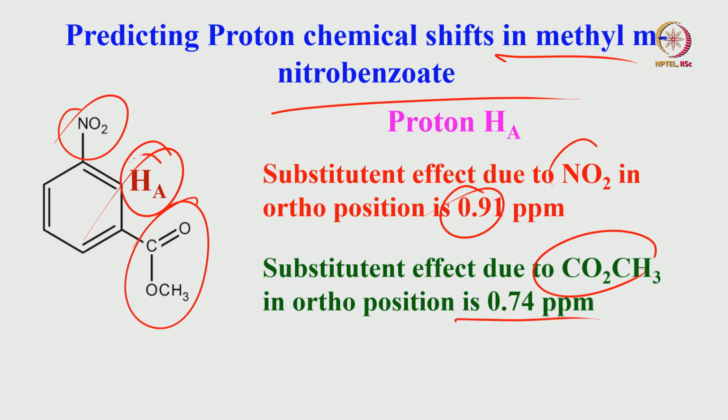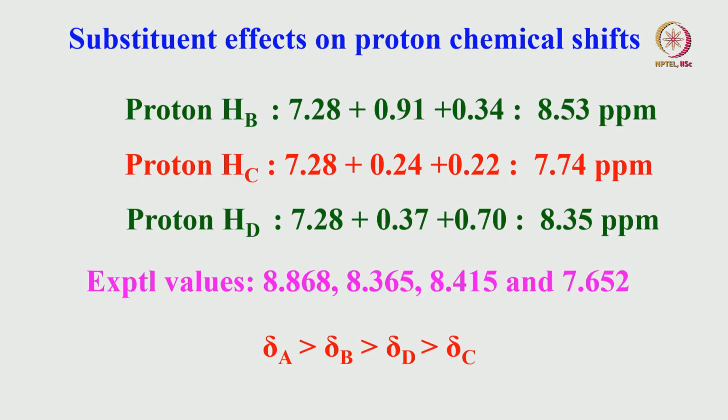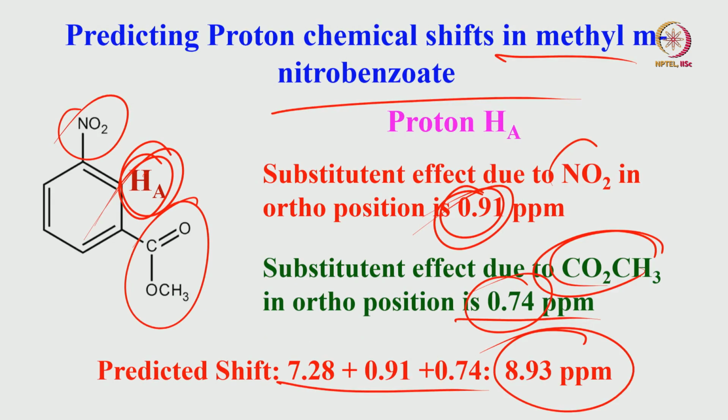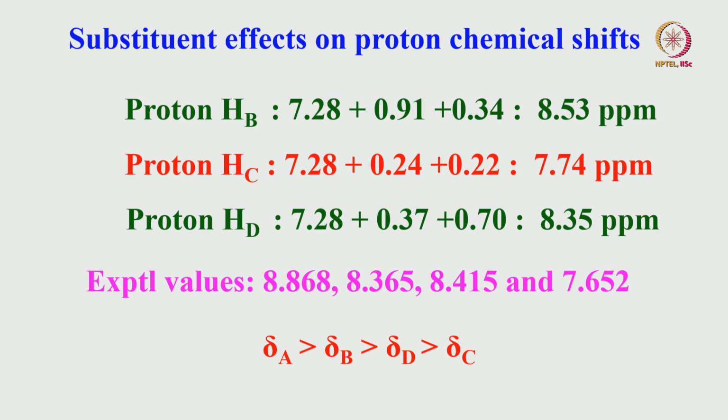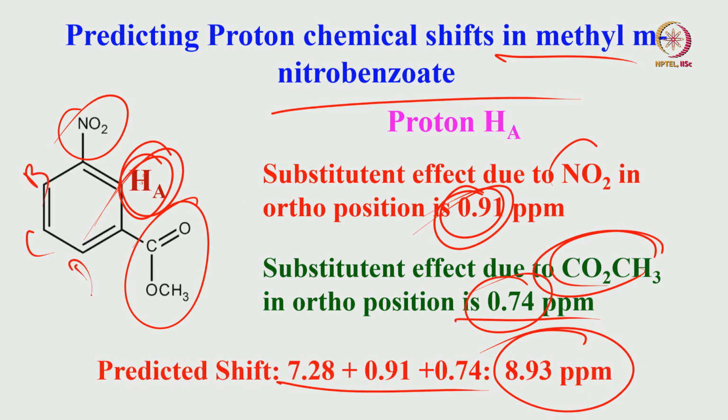So the contribution for proton A because of NO2 is 0.91 ppm, and because of CO2CH3 is also 0.74 ppm. Add this to the base value of 7.28. Now, if you add all of them, this is the chemical shift for proton A. You can predict it. Similarly, predict the chemical shift of protons B, C, D. Everything you can mark. So, if this is A, this could be B, C, D. I can mark everything and then calculate everything.